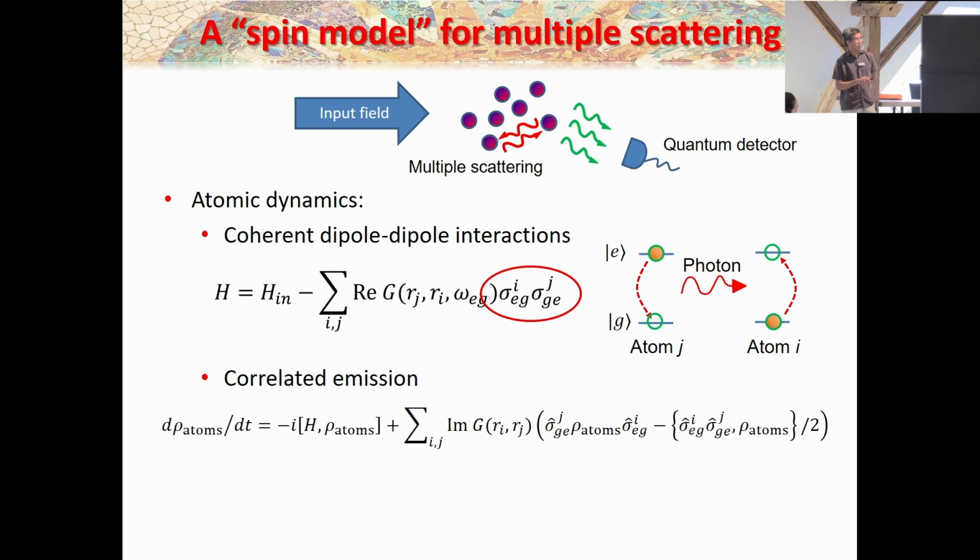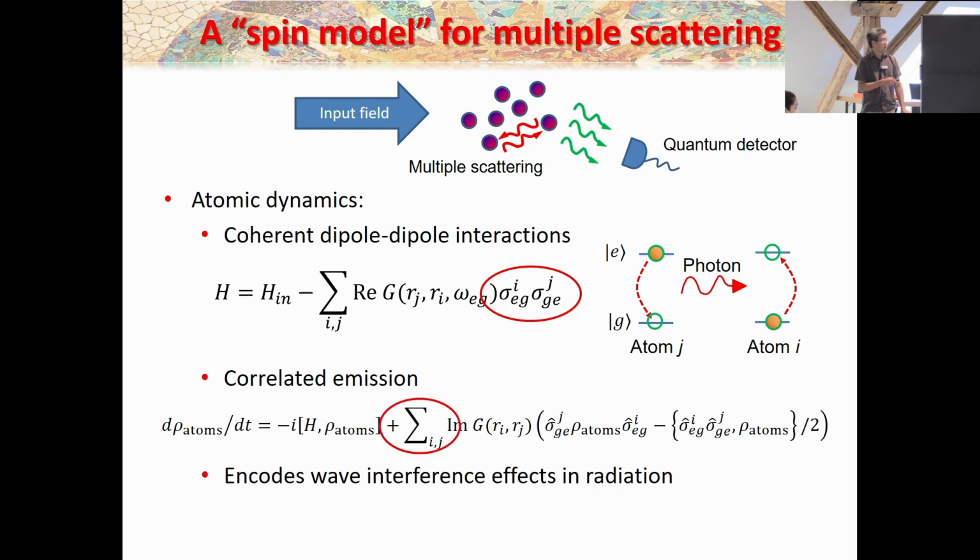So you get coherent interactions between atoms, but you also get dissipation, because again, an excited atom could just emit a photon out to infinity. But the point is that in this master equation that describes the dissipation, you now have a sum over atomic pairs, which is basically saying that you have correlated dissipation rather than independent. And it's that correlated dissipation that encodes wave interference effects.